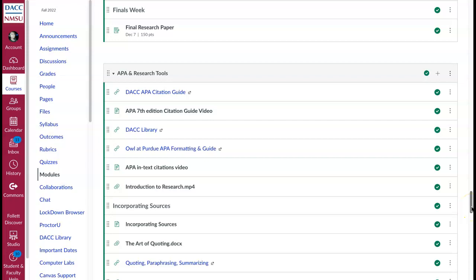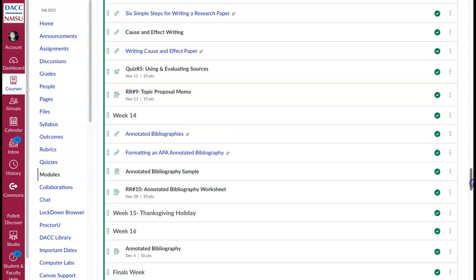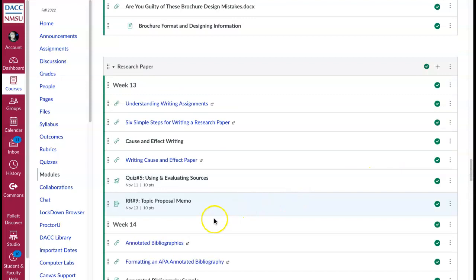So if you're not too familiar with APA citation, I realize that all of you took English 1110 or English 111, so you should be familiar with APA. But in case you are a little bit rusty or it's been a while since you took English 1110, you can go ahead and consult this module, and it provides more information on citing sources in APA. Keep in mind that it is a research paper, so you have to make sure that you actually cite sources, and you need at least 5 sources.